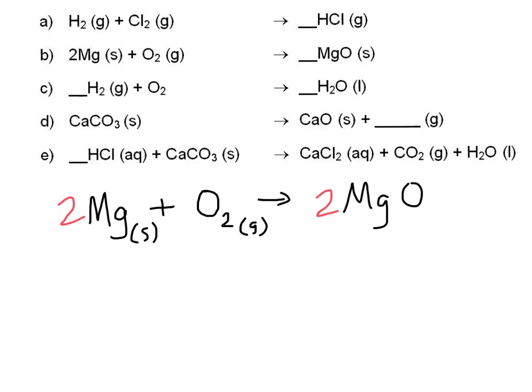So a 2 here, and then that number 2 applies to that oxygen, so that you got 2 oxygen atoms on the product side, which balances with this. So now that equation is balanced, except I have to add the state symbol. For magnesium oxide being a solid, I put an S there.